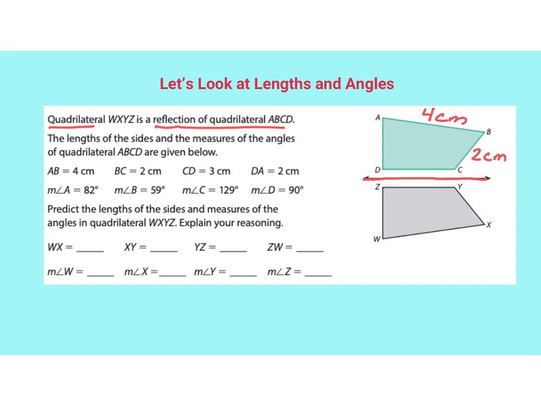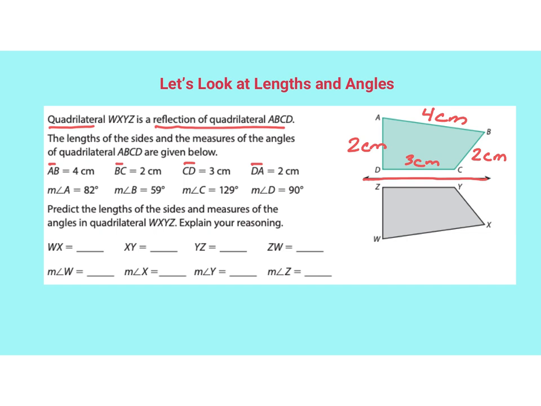And I'm going to label all of these. CD is 3 centimeters. And DA or AD, you can call it either, is 2 centimeters. When we learn to name these, we actually put a little line on the top of them. You'll notice they don't have that.